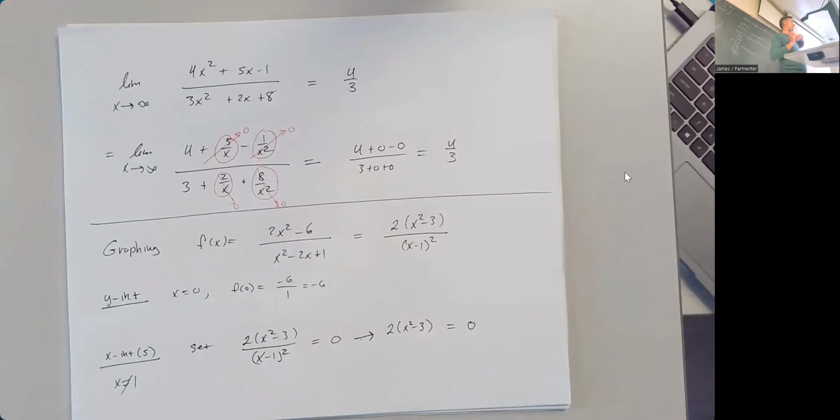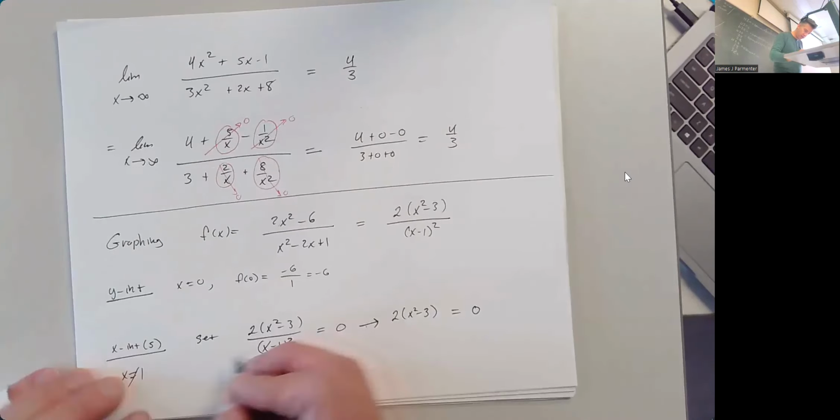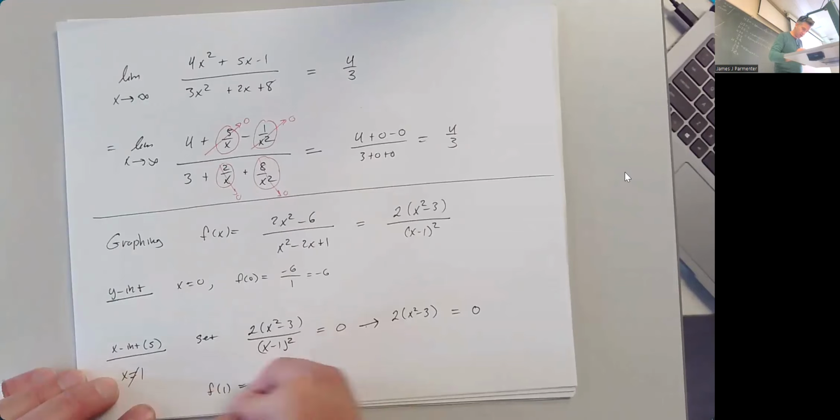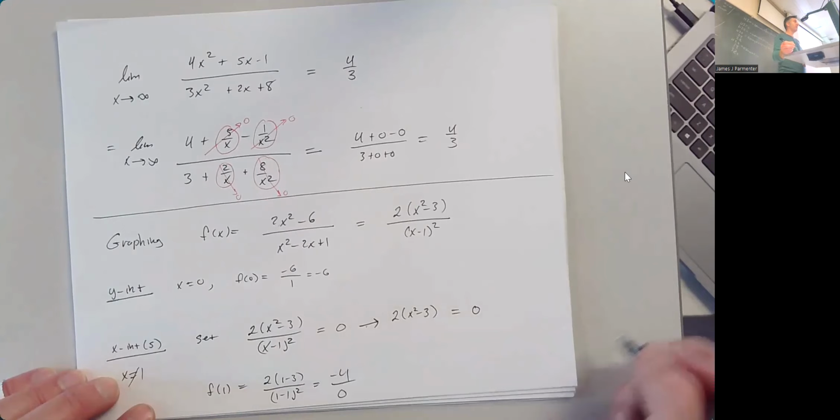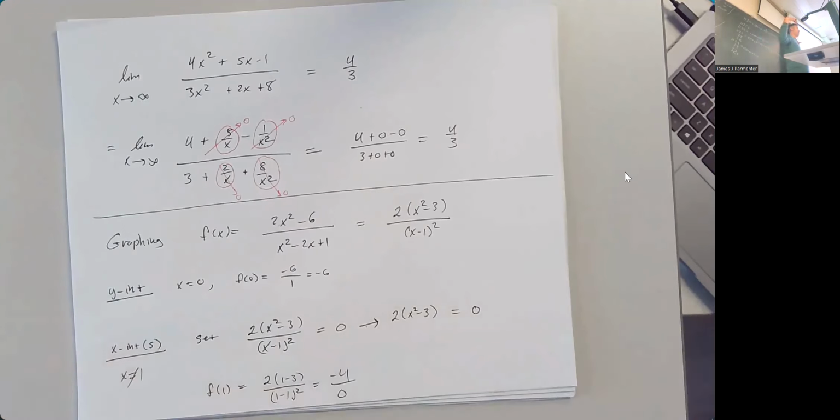Why can't it equal 1? What if x is equal to 1? What would happen? Well, if I plug in 1, f of 1 is going to be 2 times 1 minus 3 over 1 minus 1 squared, which is 2 times negative 2 over 0. What's negative 4 divided by 0? It's not 0. Negative 4 divided by 0 is undefined. There is no number.